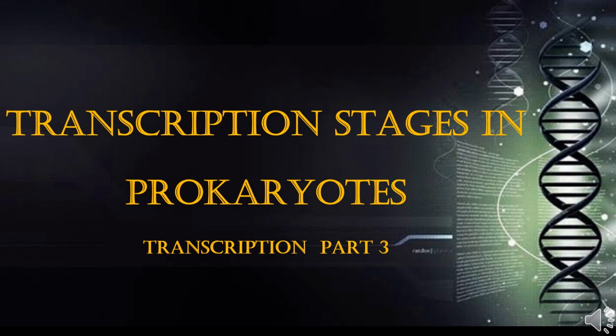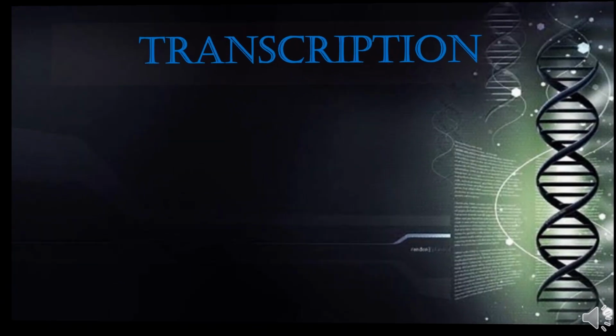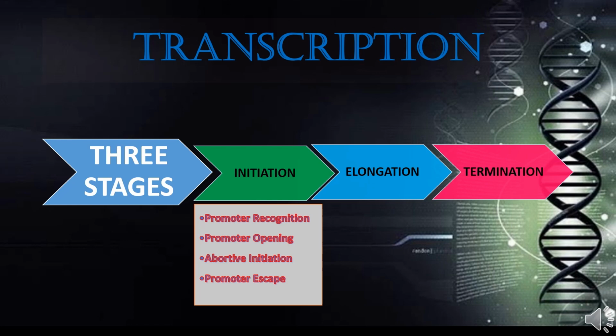In this video, we are discussing transcription stages in prokaryotes. Transcription in prokaryotes occurs within the cytoplasm. Transcription contains three stages: one is initiation, then elongation, and finally termination.